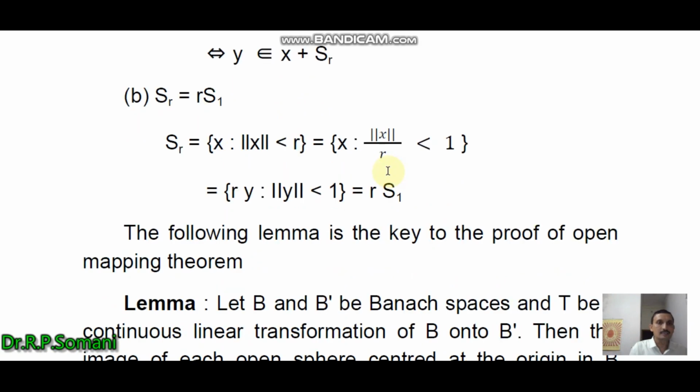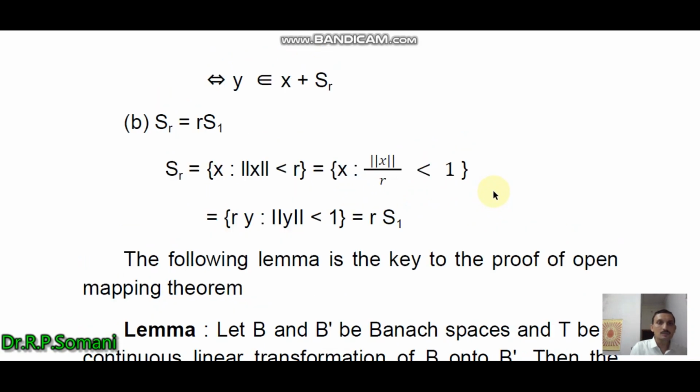The second result is that S_r equals r S_1. Here the left hand side is the sphere with radius r and the right hand side is the sphere with radius 1. By definition, S_r equals the set of x such that norm of x is less than r. This is the set of x such that norm of x upon r is less than 1. So we can put x as ry, and then we obtain the set of ry such that norm of y is less than 1. Taking r outside, we obtain this as r S_1.